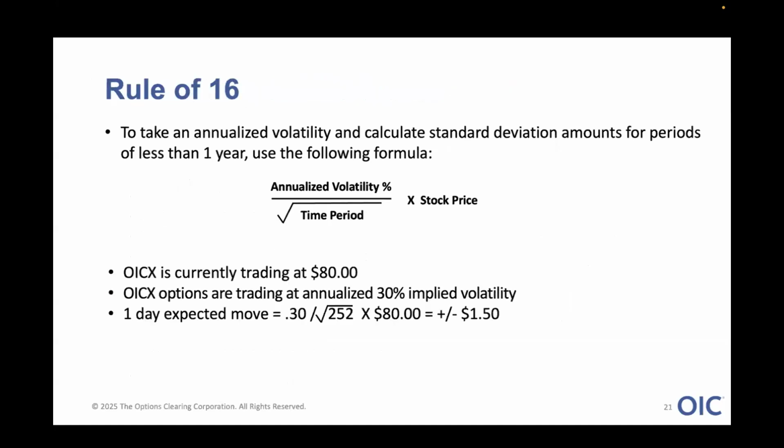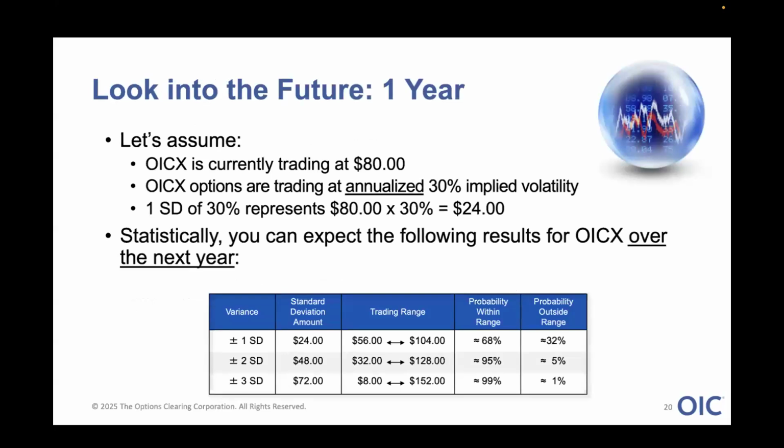One of the questions was for the rule of 16 on a 30% implied volatility. Did you say the outcome would be 60% of the time or 70% of the time? So, okay, when you do this, this is calculating the 1 day expected move. So the 1 day $1.50 here, when you divide by the square root of 252 into 0.30 as a volatility and multiply by the stock price, that's giving you the one standard deviation move. Because remember, a one standard deviation move happens 68% of the time.